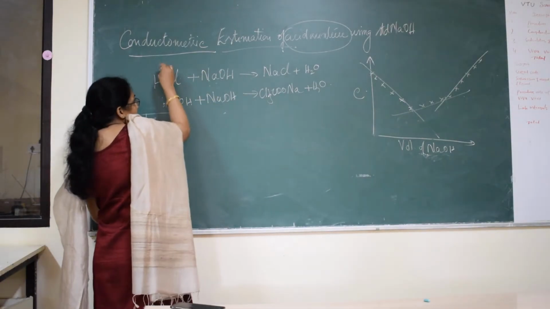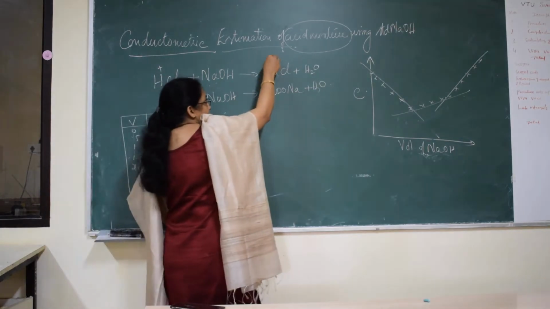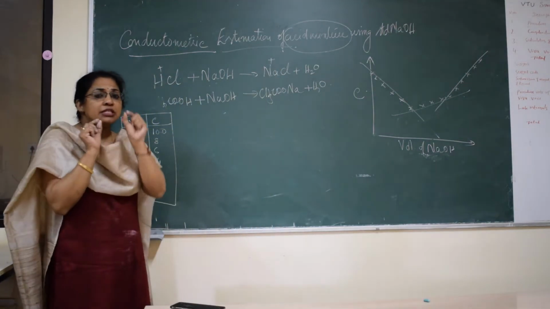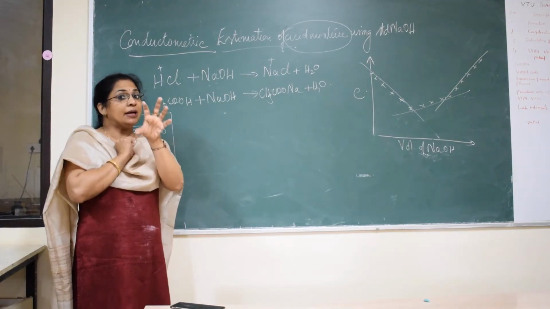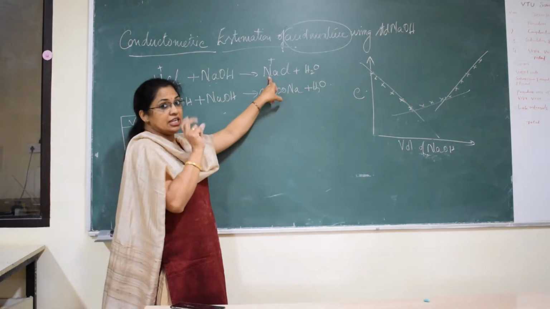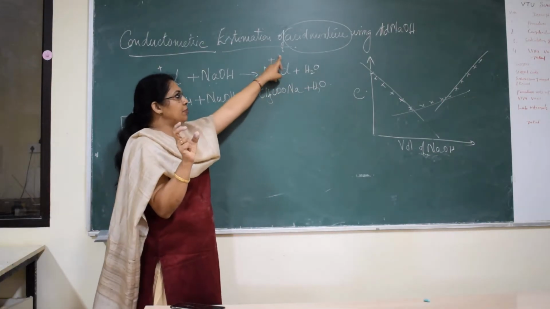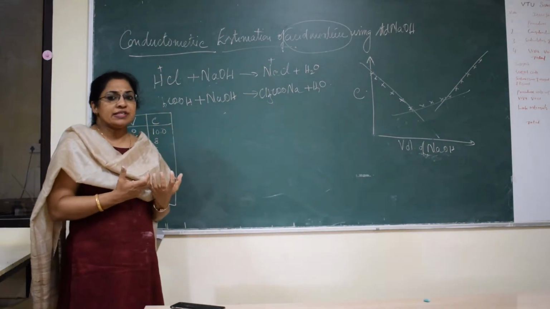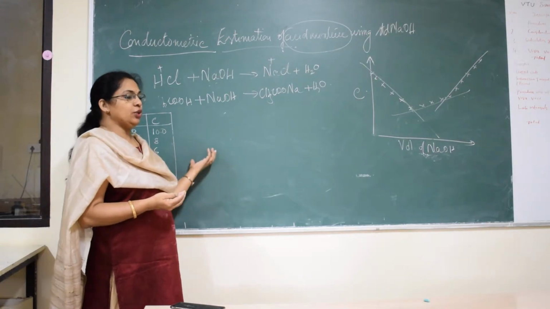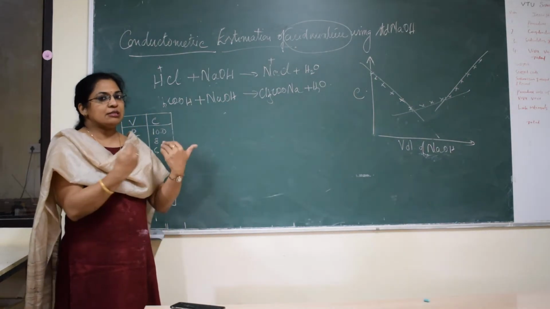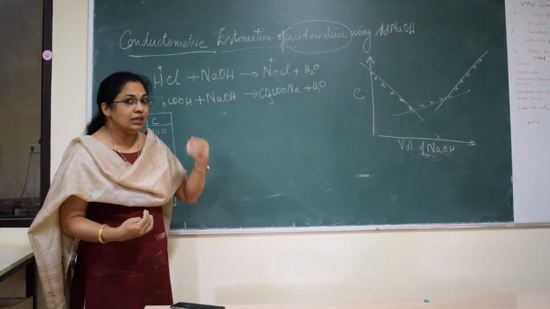Here H plus is getting replaced by Na plus. As we know, H plus is a very small ion, but it is getting replaced by a bulkier ion, that is Na plus. So what is happening to the size of ions here? The size is increasing. As I told you, as the size increases, the mobility decreases. As the mobility decreases, conductance also decreases.